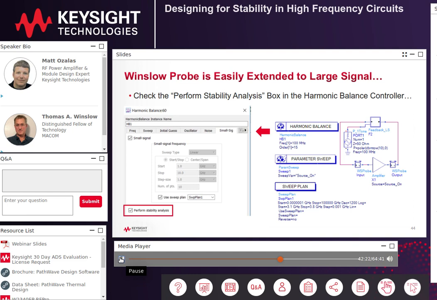Basically, I took the same circuit with the probes that I just used for small signal, and I reconfigured the input to allow connection to a large signal source. And then I checked a box in the harmonic balance controller to perform stability analysis, and then I ran a single harmonic balance simulation. And I'm done.